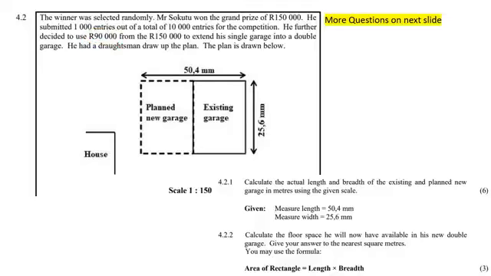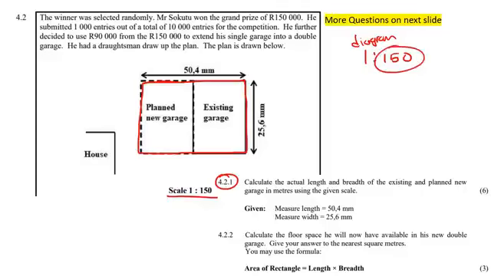Okay, he had a draftsman draw up the plan. The plan is drawn below. So this first question says, calculate the actual length and breadth of the existing and planned new garage. Okay, I read that a bit weirdly at first, but they just mean this whole part over here. In meters using the given scale. So here's the scale. So it's 1 is to 150. So remember, the 1 is always the smaller one. So this is on the diagram. And then this one is real life.